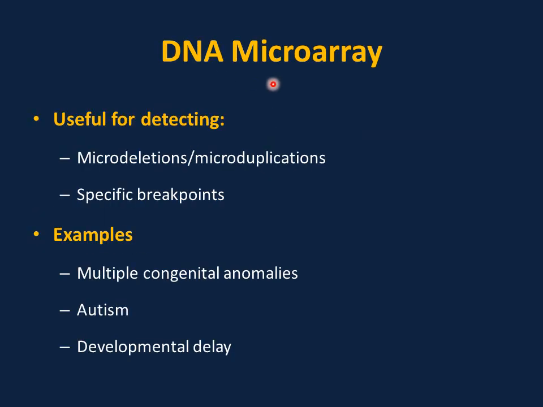DNA microarray is able to measure the level of gene expression of all genes within a cell. It is useful for detecting microdeletions, microduplications, and specific breakpoints, which cannot be detected with regular karyotype. Examples or indications for using DNA microarray: multiple congenital anomalies, autism, and developmental delay.